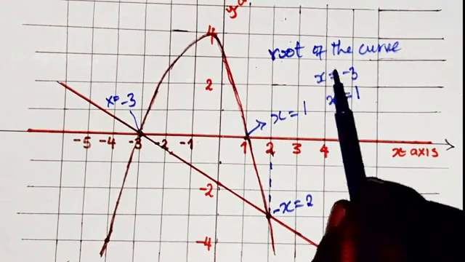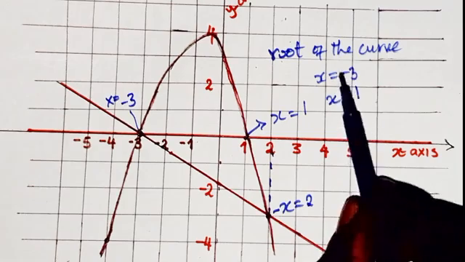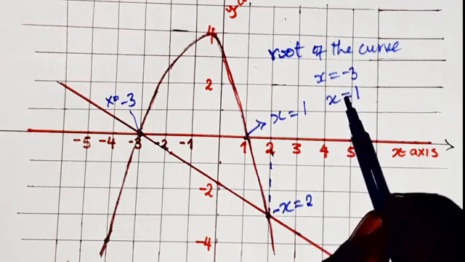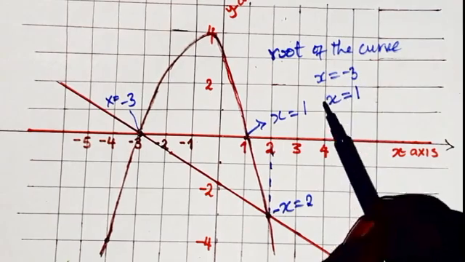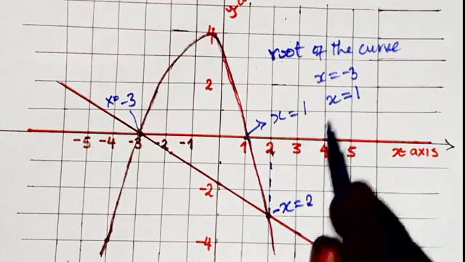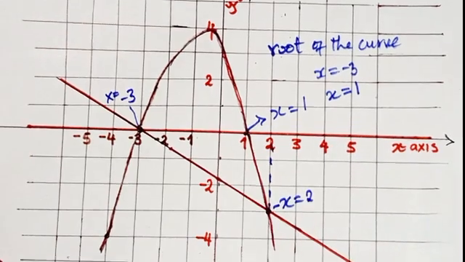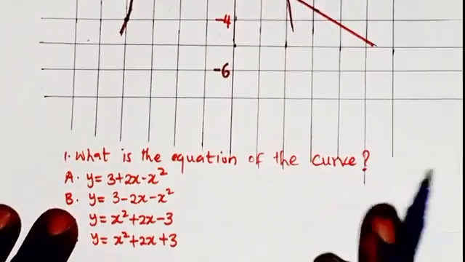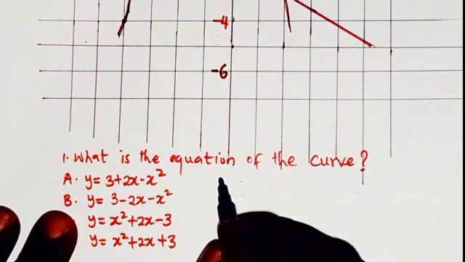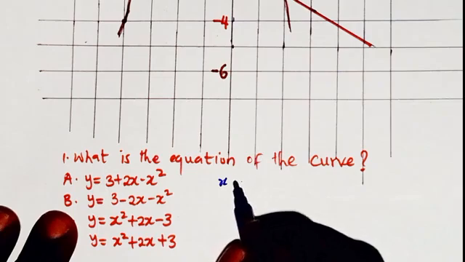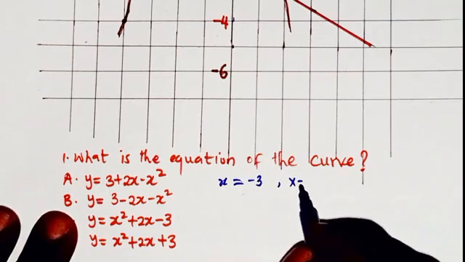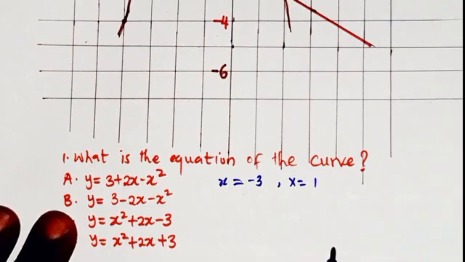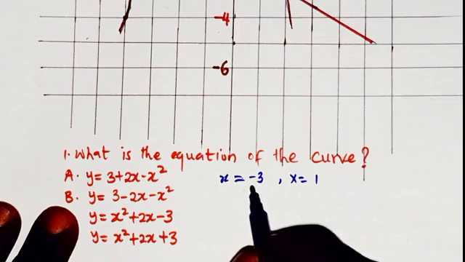Now we have the roots of the curve here. Now we want to know what will be the equation for these two roots, that is x equals -3 and x equals 1. So let me put it down here. So we have x equals -3 and x equals 1.